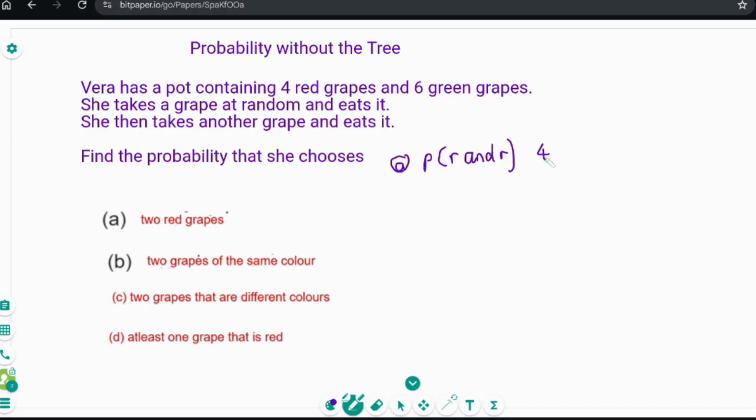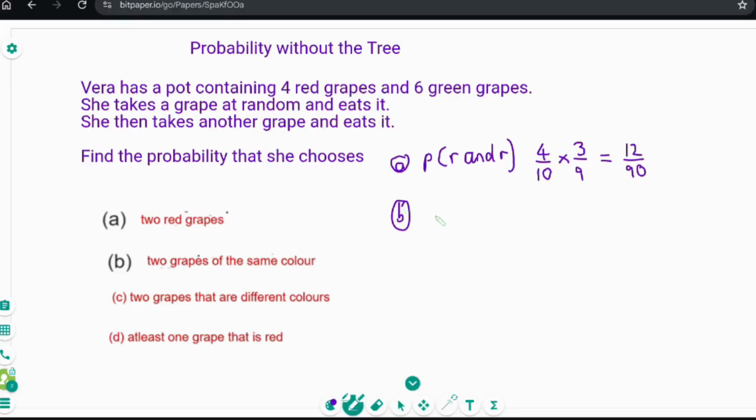The first red grape is 4 out of 10. Now second red grape, we've taken out 1 red grape, so 3 left, and that's affected the total because you've got 9. The answer is 12 over 90, which you may have simplified to 2/15.